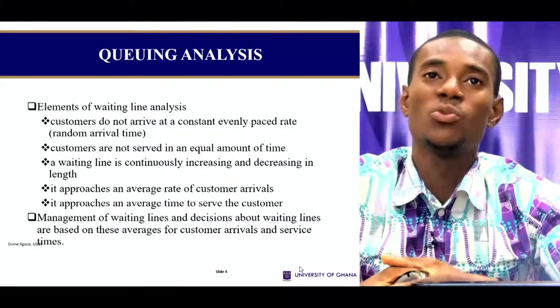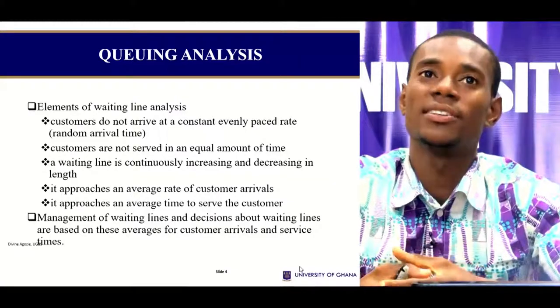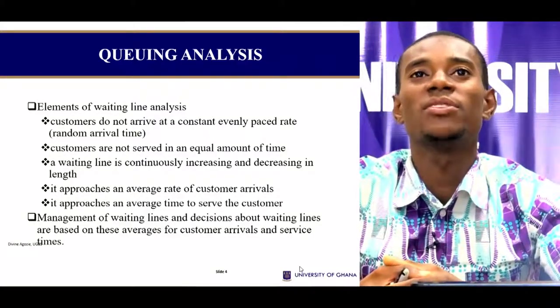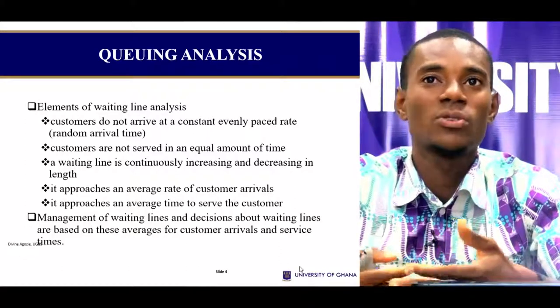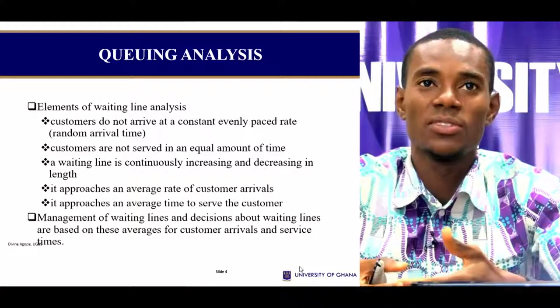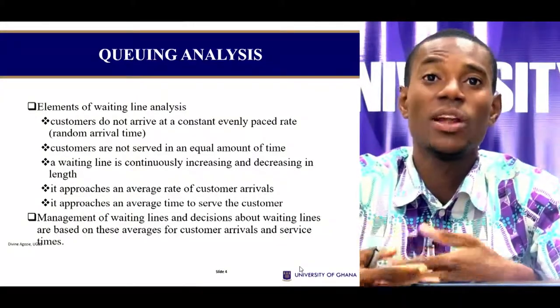Now, so it's going to be one of the assumptions that will form the basis of this session. So what are some of the elements of a waiting line? It says that customers do not arrive at a constant or evenly paced rate. So the assumption here is that customers actually arrive in a random manner.